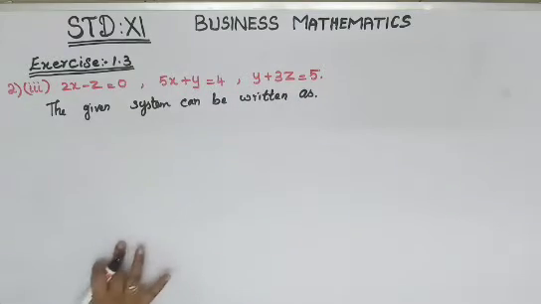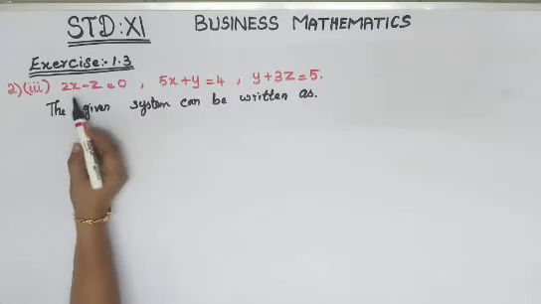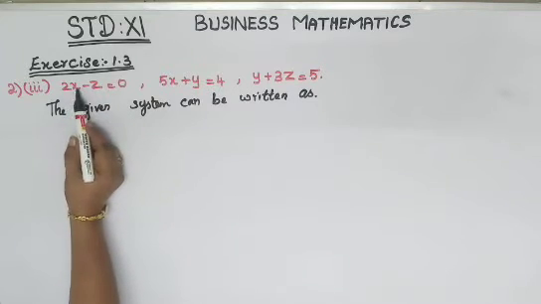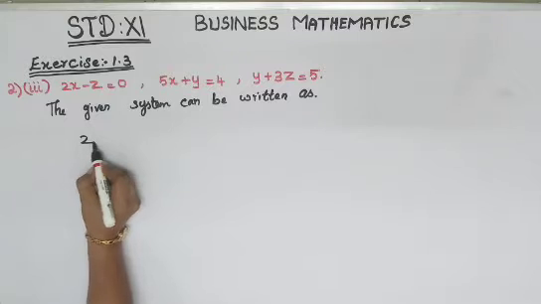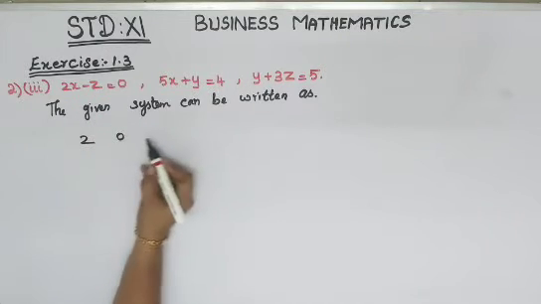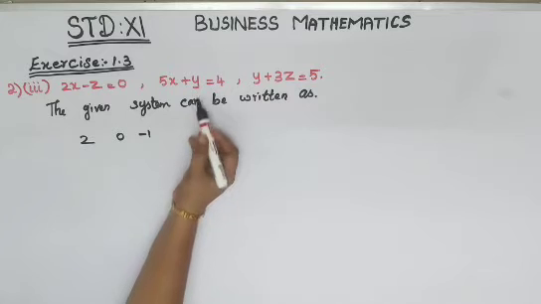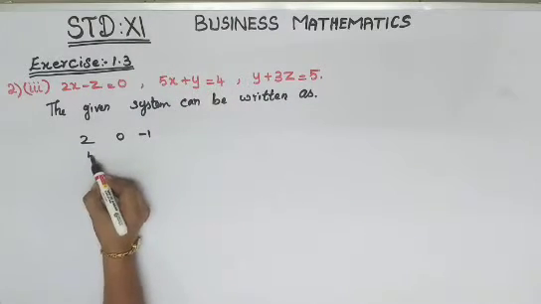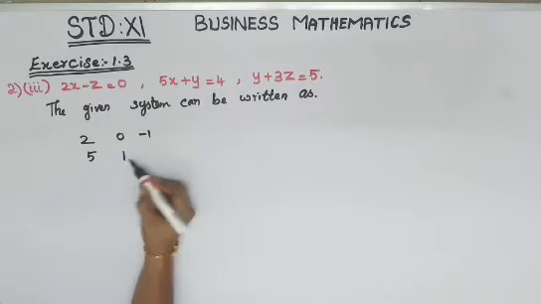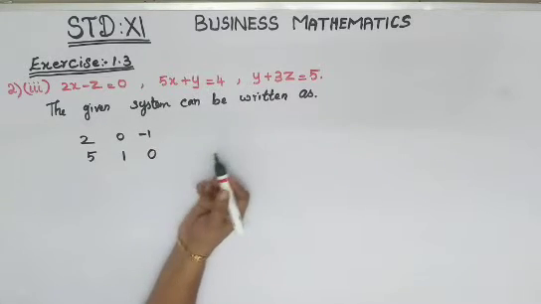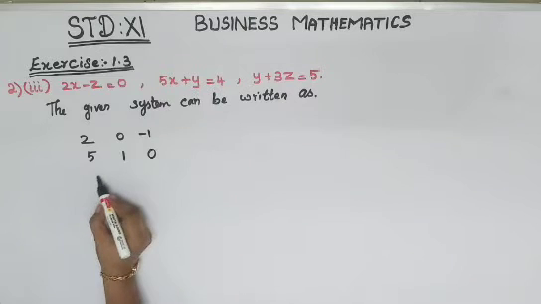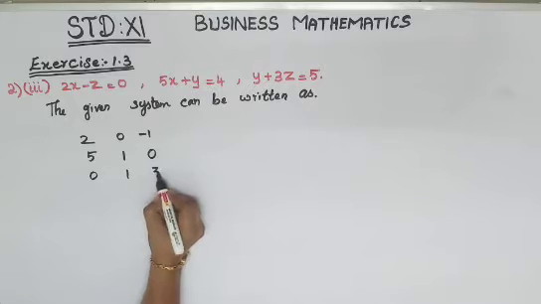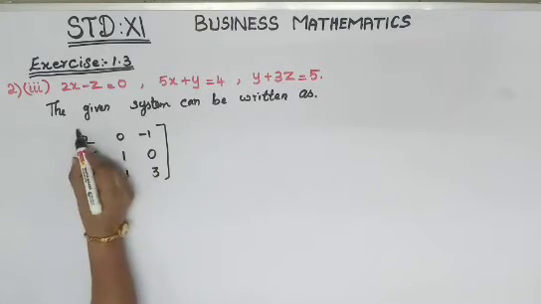So we'll have to write the matrix format from this equation. Here the coefficient of x you will have to take, y you will have to take, and z you will have to take. So the coefficient of x is 2, y is not there, so we will put 0, z is minus 1. The same for the second equation: coefficient of x is 5, y is 1, z is not given, so it is 0. For the third equation, coefficient of x is not given, so we put 0, y is 1 and z is 3. So this will form a 3 by 3 matrix.